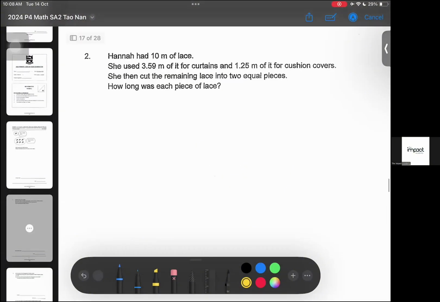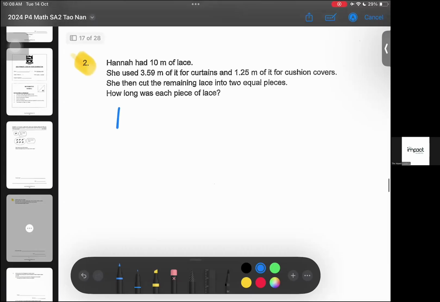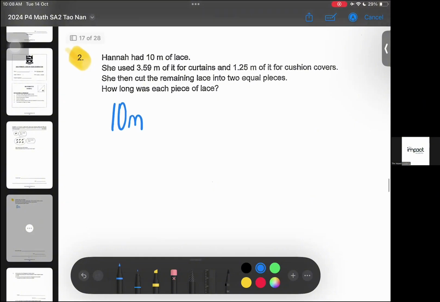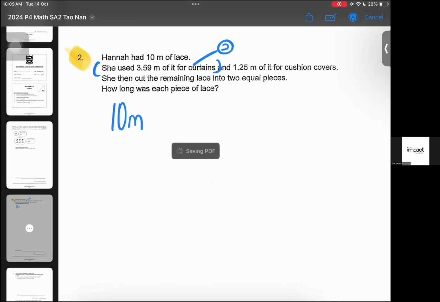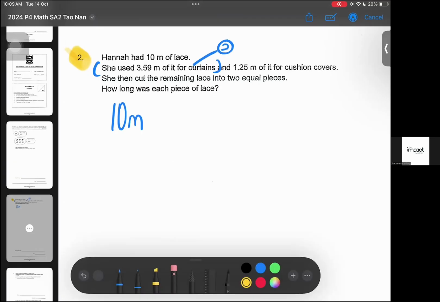Now, question number 2. Now, as you can see over here, it says that Hannah had 10 meters of lace. Okay. What did she do? She used how much? 3.5 meters of it for curtains. Wait, stop right there and ask yourself, are you going to minus or are you going to add? Because she used what? True or not? If she used, that means to say we're going to remove it. True? So we're going to minus away 3.59 meters, okay?